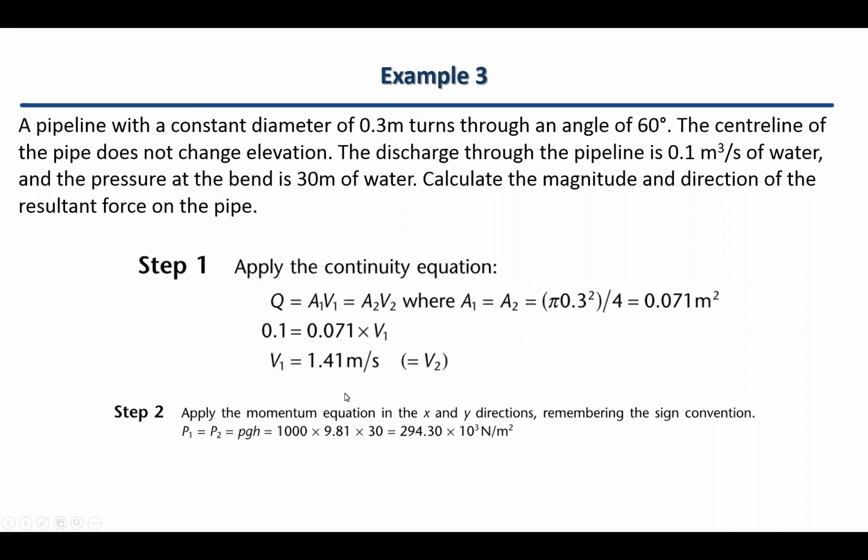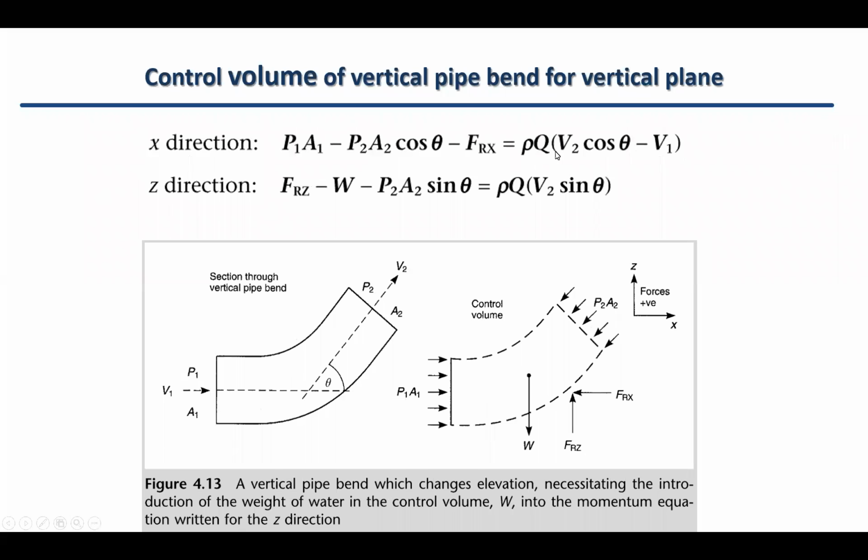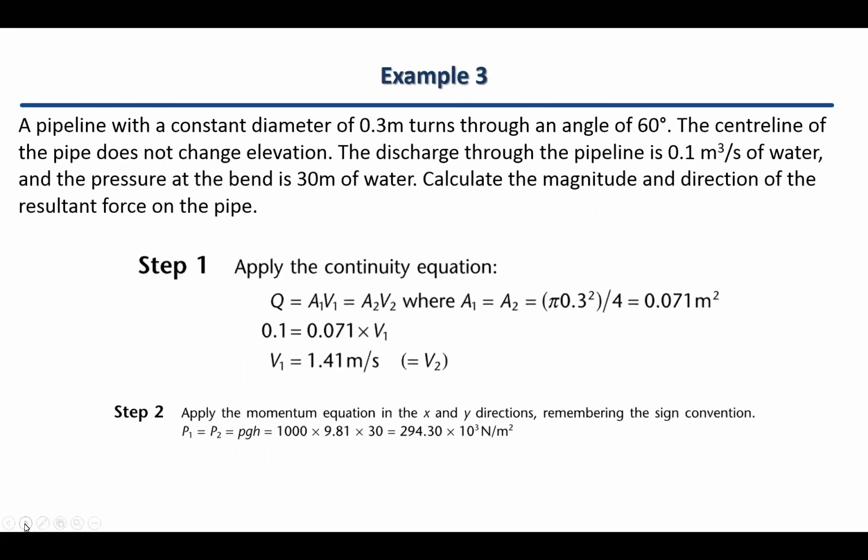We also have some other terms. If you look at the formula that we discussed, we have P1 and P2, because it says that the pressure all over the pipe bend is 30 meters. So the 30 meters is the same for P1 and P2, but we need to calculate the pressure. It's 30 meters of water.